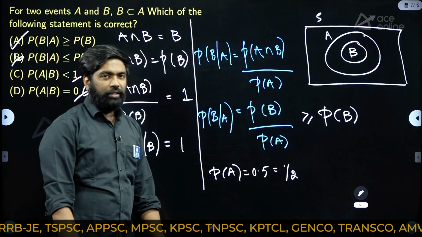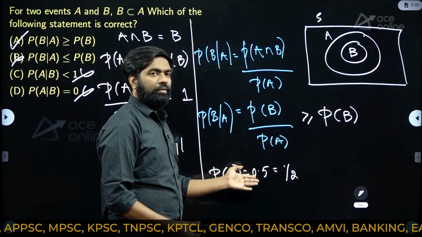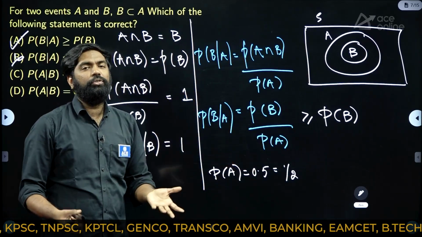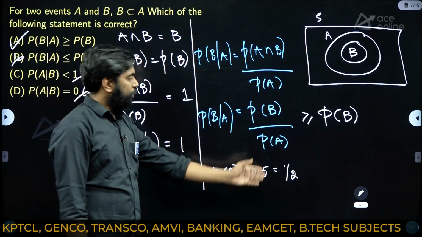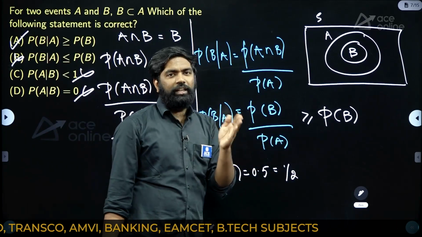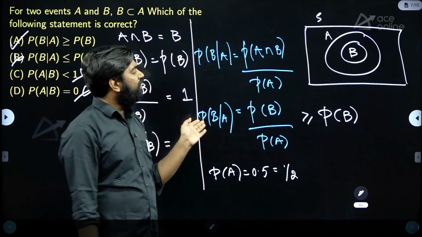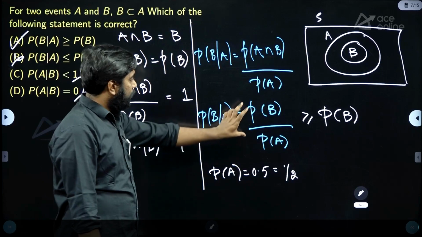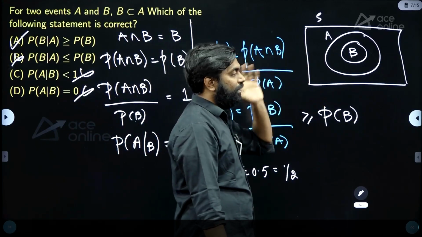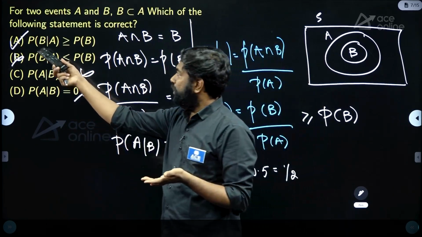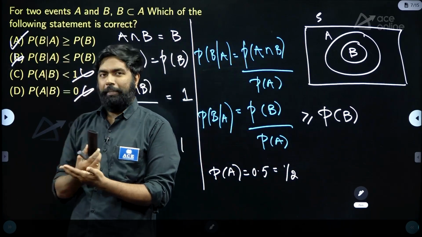Now some students are still confused. Sir, why did you put 0.5? Sir, I'll put 5, sir. How can you put 5? This is P of A. Probability of any event will not be more than 1. Now try with some other values. If you try with any other value between 0 and 1, this ratio will be more than this. And there is only one such relation in the options, which is option A.